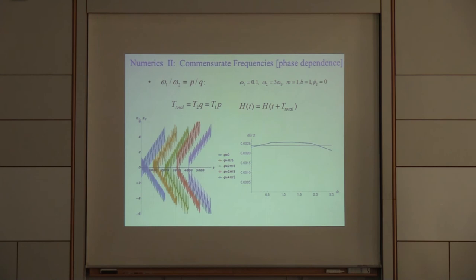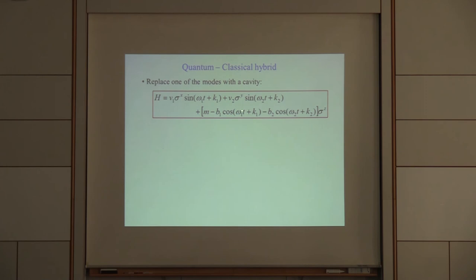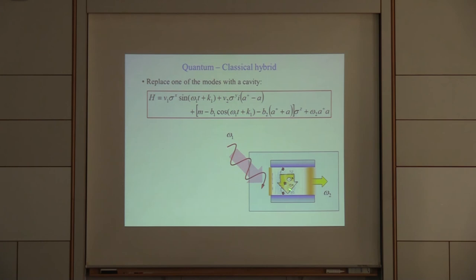Now, the last thing I want to talk about, maybe in the remaining 0 minutes, is what happens when we quantize the field. So let's think about now replacing one of the laser modes with a cavity. So here's the doubly driven system with two classical beams. Let's take beam number 2, this V2 and B2, and turn it into a truly quantum mechanical mode. A dagger minus A replaces the sine omega t. A dagger plus A replaces the cosine. And now we have the spin confined into an optical cavity, irradiated with omega 1, and maybe it emits into omega 2, which is a mode in the cavity.